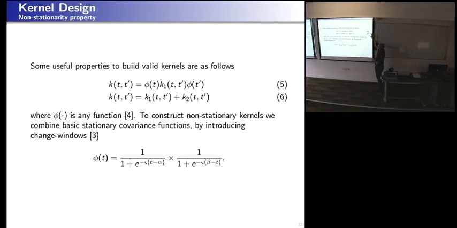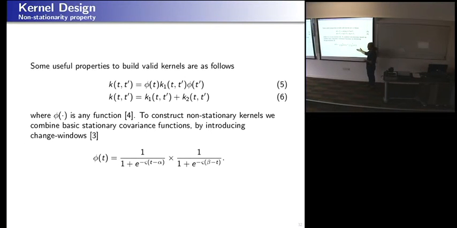So the first one, expression 5: if we have a valid kernel, K1, and we multiply it in this way by any deterministic function, we get a valid kernel. Also, if we have two valid kernels, K1 and K2, and we sum them, we obtain again a valid kernel. So we build non-stationary covariance functions by combining basic stationary covariance functions.